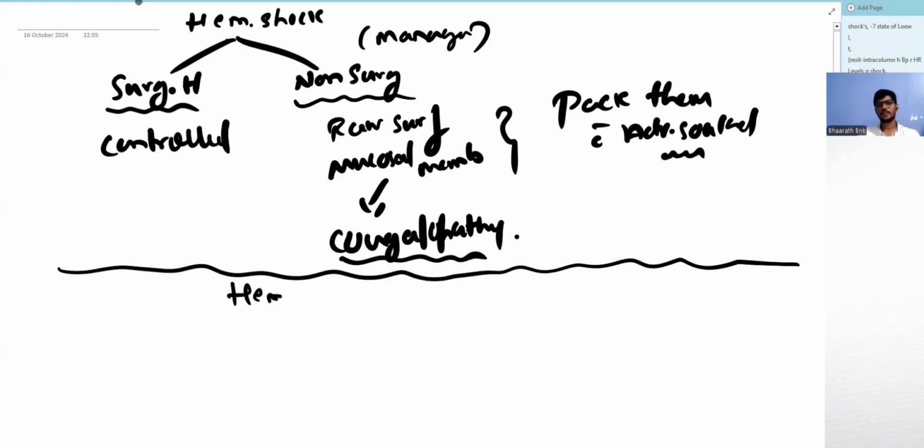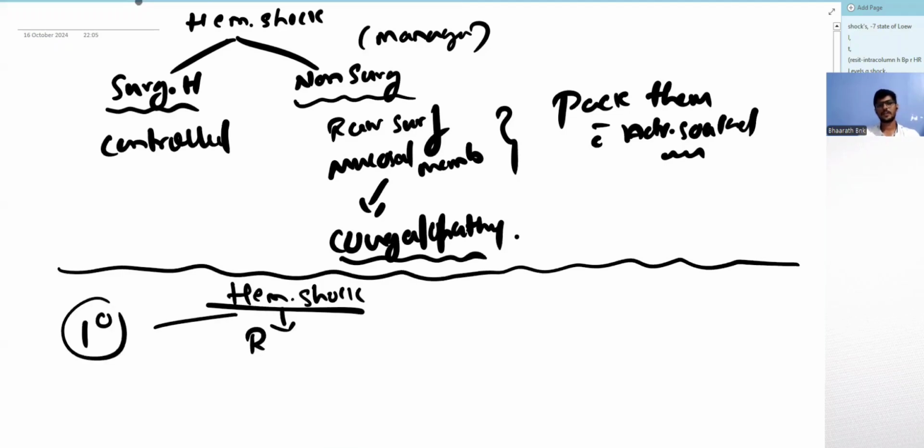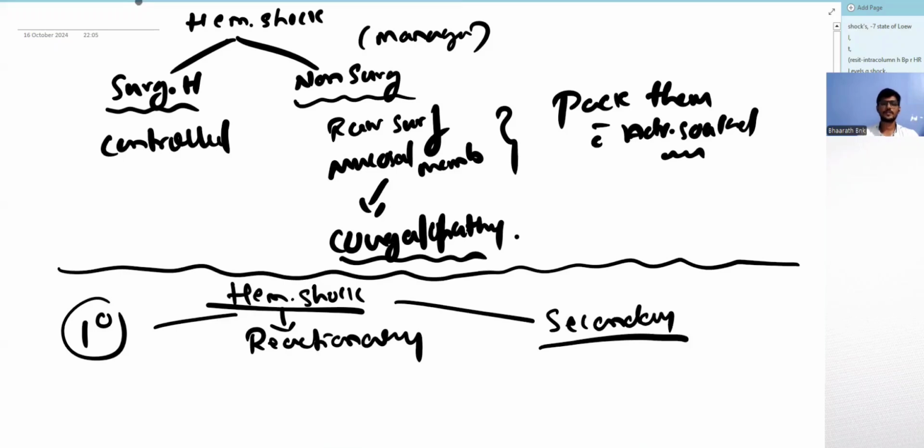Now the another way of classifying this hemorrhagic shock is primary hemorrhage, reactionary hemorrhage, and secondary hemorrhage. Right? Primary hemorrhage is the bleed on table. You are operating a patient and a vessel is cut and it bleeds on table. It is called as a primary hemorrhage. Or it is the hemorrhage happening at the time of trauma. So that is primary hemorrhage.